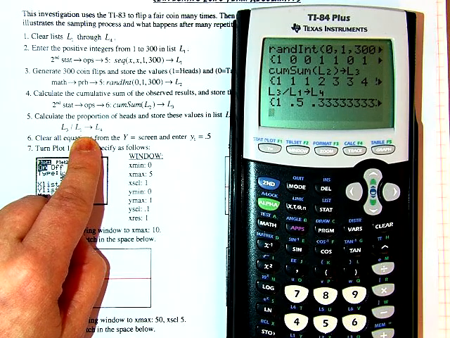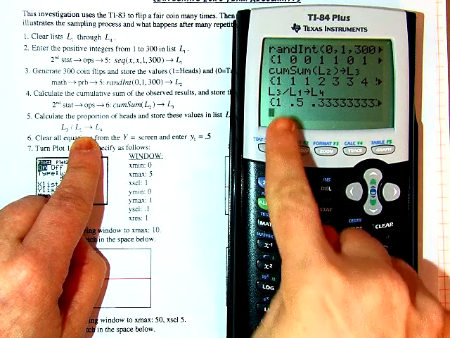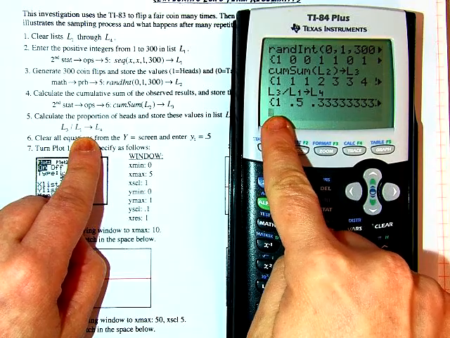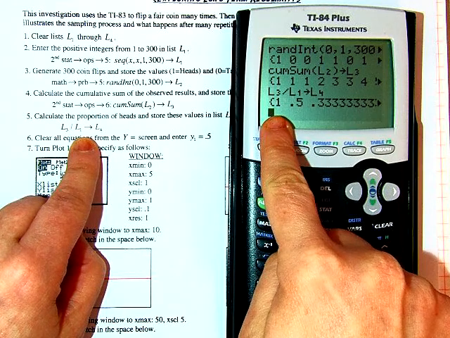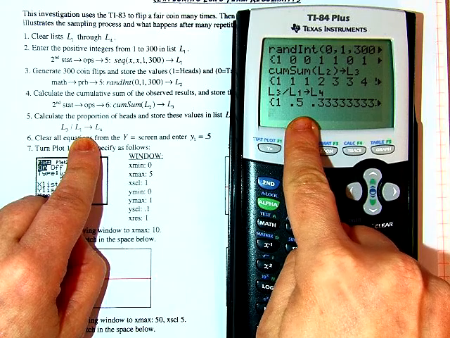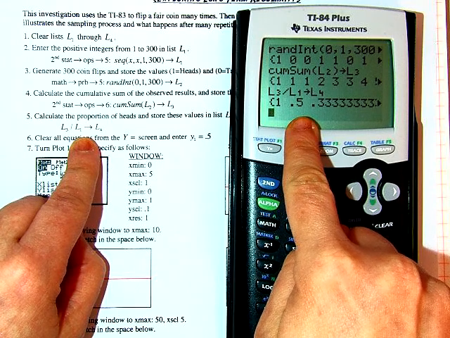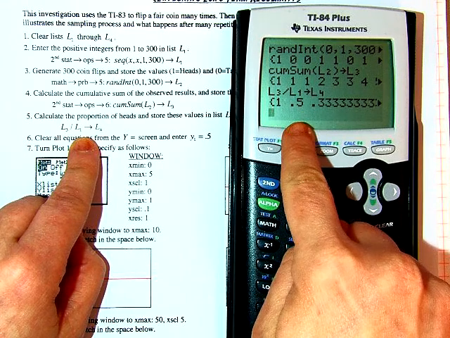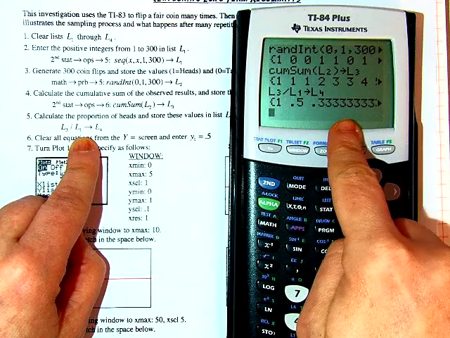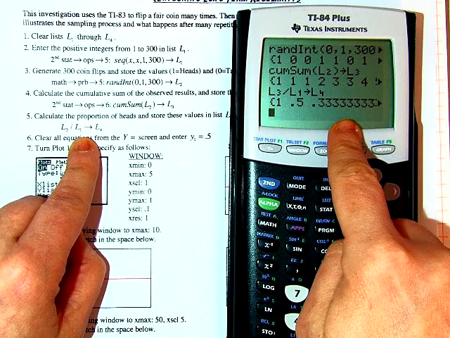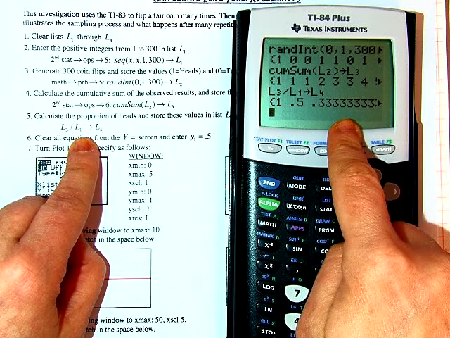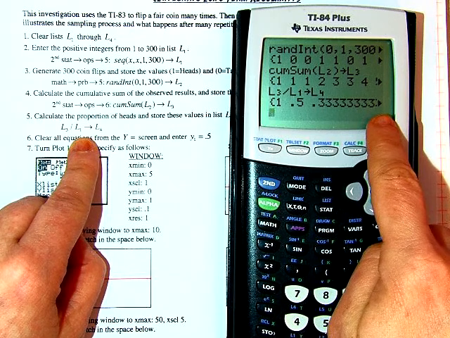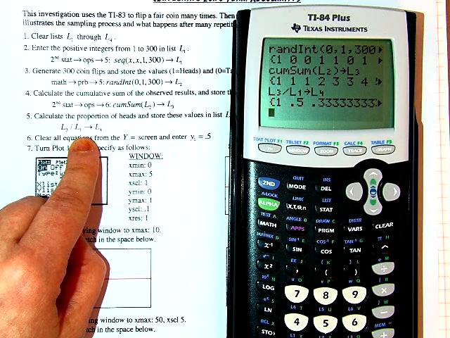Okay, so what this is showing me is that on my first trial, I saw 1 head out of 1 trial. Here, I saw 1 head out of 2 trials. That's what's getting me that 0.5. Next, here I'm seeing 0.3 recurring. That's 1/3. I saw 1 head out of 3 trials. So that's what that information is showing us. At any given trial number, what's the proportion of heads?